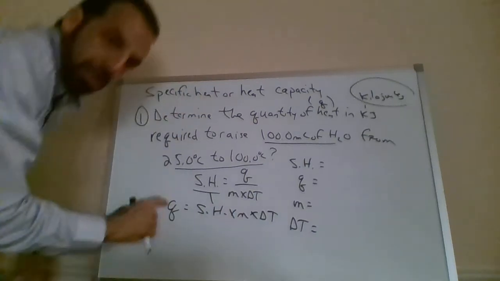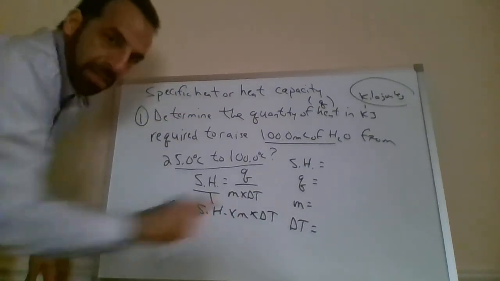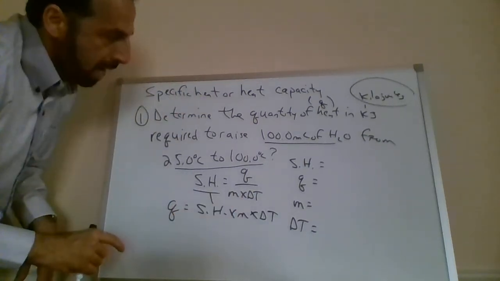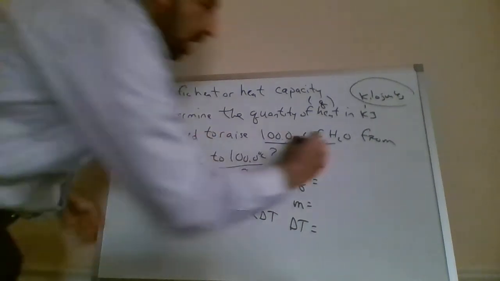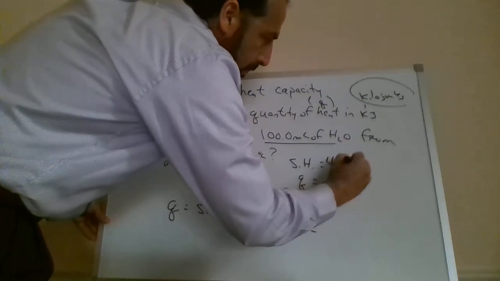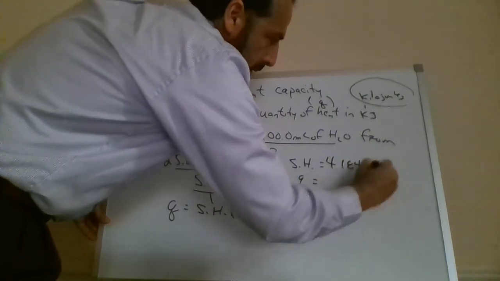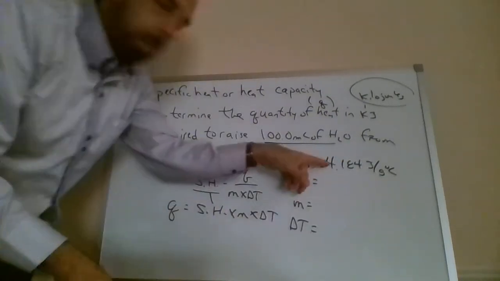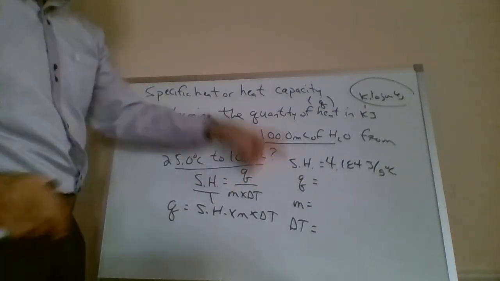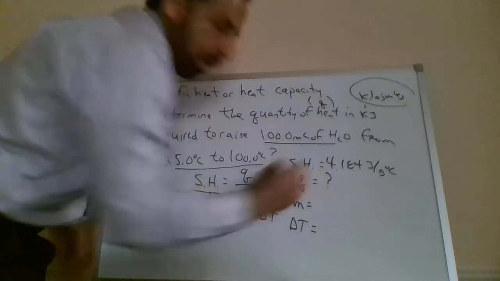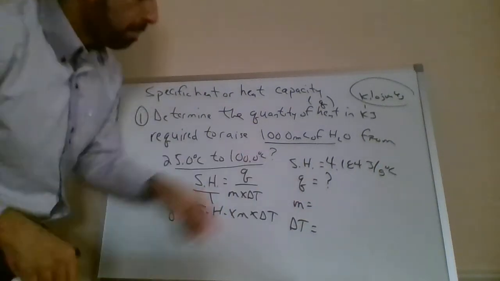I can write it like this. Q is equal to specific heat times mass times change in temperature. The specific heat of water you can look up. It's going to be given. It's 4.184 joules per gram degrees Celsius. Q is what we're looking for. So that's going to be either heat loss or heat gain.